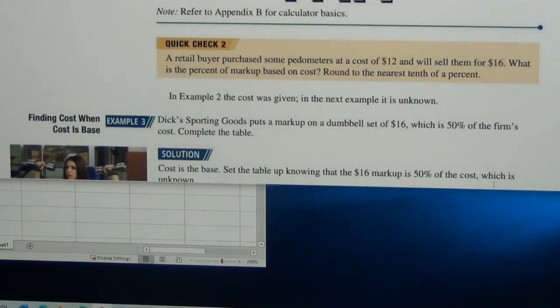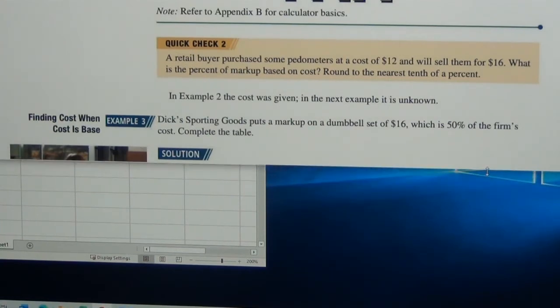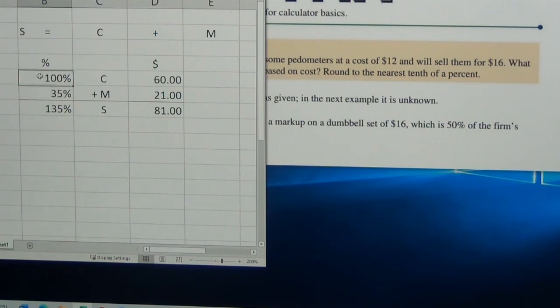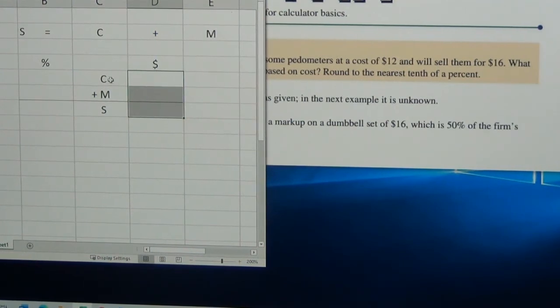Okay, moving on, go ahead and work on the Dick's Sporting Goods example. By the way, pause. In the Dick's Sporting Goods example, we have a markup on a dumbbell set of $16, which is 50% of the firm's cost. Complete the table. So I'll go ahead and clear these out on both sides. And just remember, you can do this on a piece of paper. I put it on a spreadsheet because it's easier for me to record it and show it. But if I were in the classroom, I'd just be writing this all out. It's probably cleaner this way too.